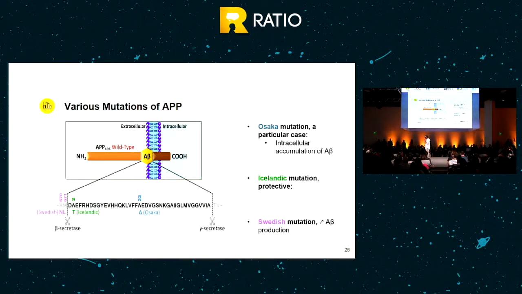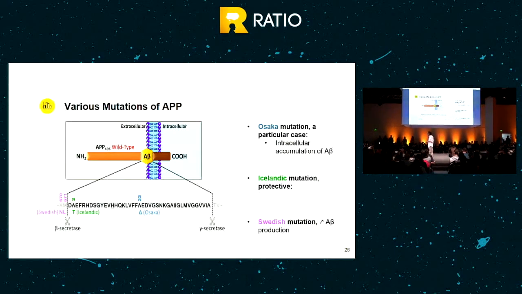The other one, the one that I like the most, is the Icelandic mutation. The Icelandic mutation was found in 2010 by people in Iceland. And they found that people bearing this mutation never have Alzheimer's disease. They even have better cognitive aging. They are just very lucky.